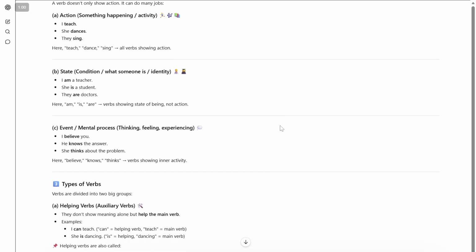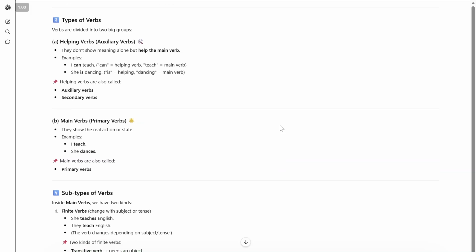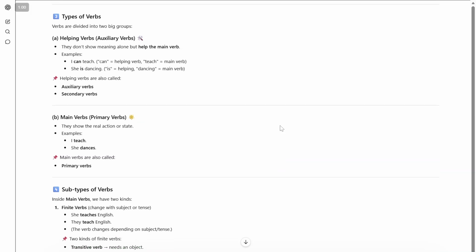Types of verbs. Verbs are divided into two big groups. A, helping verbs, also called auxiliary verbs. They don't show meaning alone but help the main verb. Examples: I can teach. Can is the helping verb, teach is the main verb. She is dancing. Is is the helping verb, dancing is the main verb.